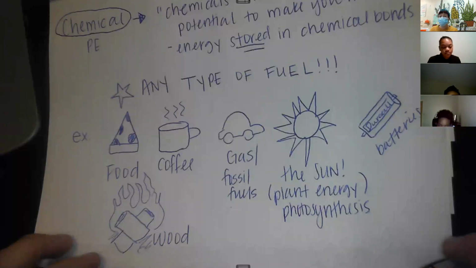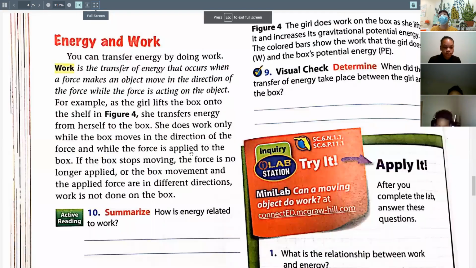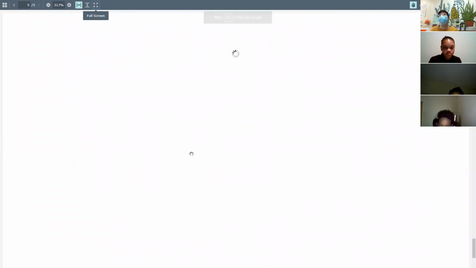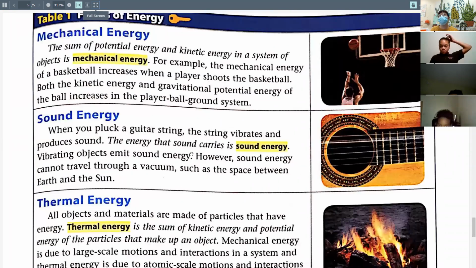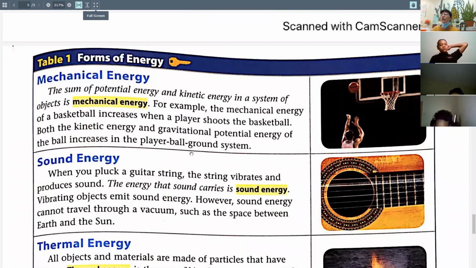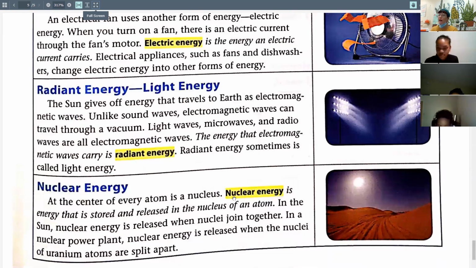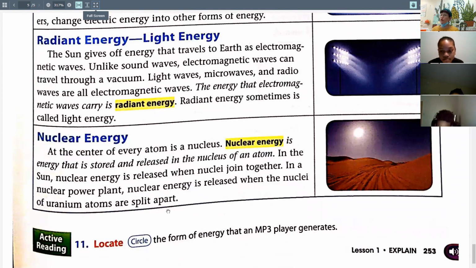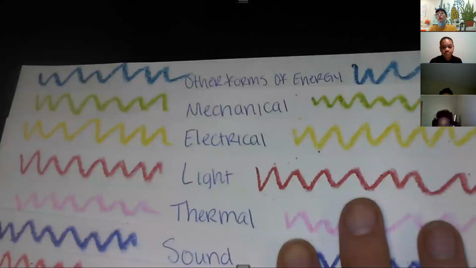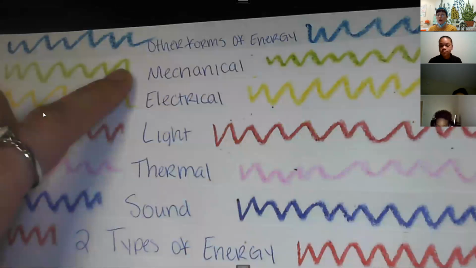Now, if we look back to our reading, I can see that there's a page that gives me the other types of forms of energy. All of these are examples of kinetic because they involve motion. Mechanical, sound, thermal, electric, radiant or light because of radiation and light, and nuclear. We will not talk about nuclear this year, but as you can see in our foldable, we will talk about the rest. So let's work our way backwards. We're going to start with mechanical.